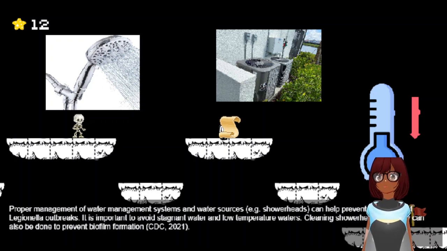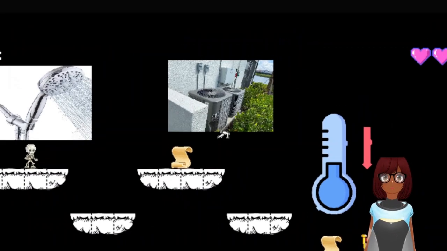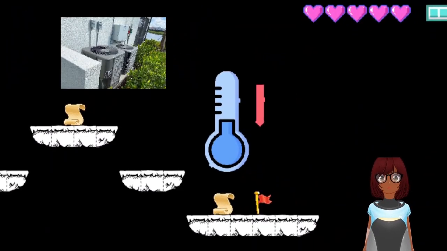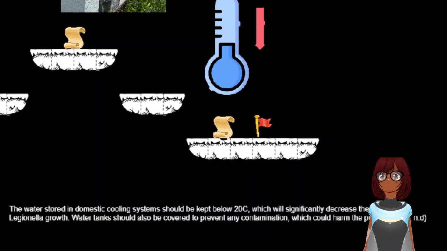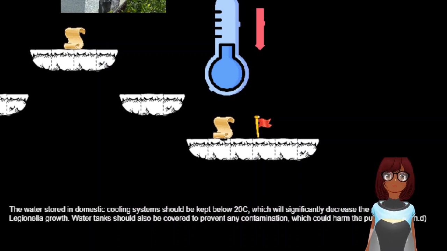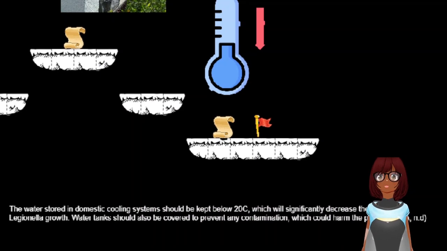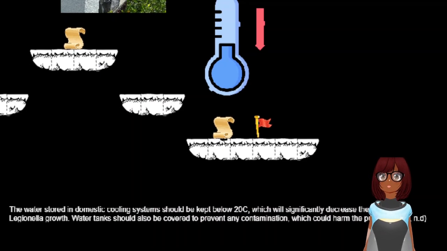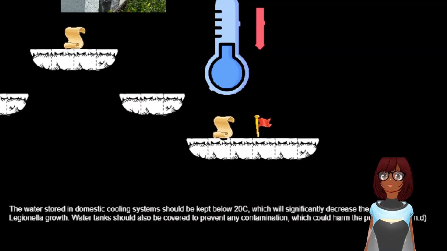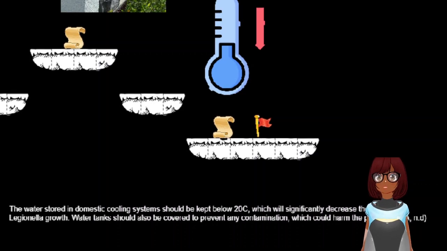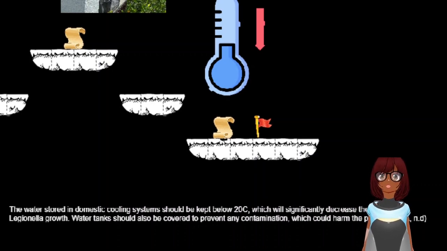It is important to avoid stagnant water at low temperatures. Cleaning shower heads routinely can also be done to prevent the formation of biofilms. The water stored in domestic cooling systems should be kept below 20 degrees Celsius, which will significantly decrease the likelihood of Legionella growth. Water tanks should also be covered to prevent any contamination which could harm the public.